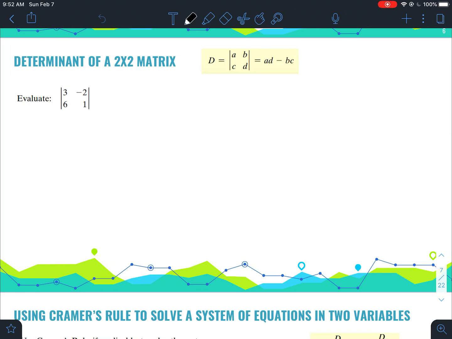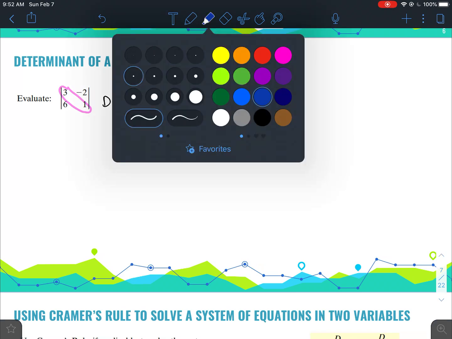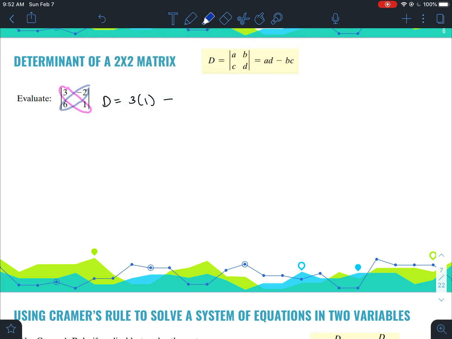So the determinant of a 2x2 matrix. We call the determinant capital D, and to find the determinant of a 2x2 matrix, you multiply across the first diagonal. So D is going to be 3 times 1, and then you subtract the product of the second diagonal. 6 times negative 2 would be negative 12. So I have 3 plus 12. So the determinant of this matrix would be 15.